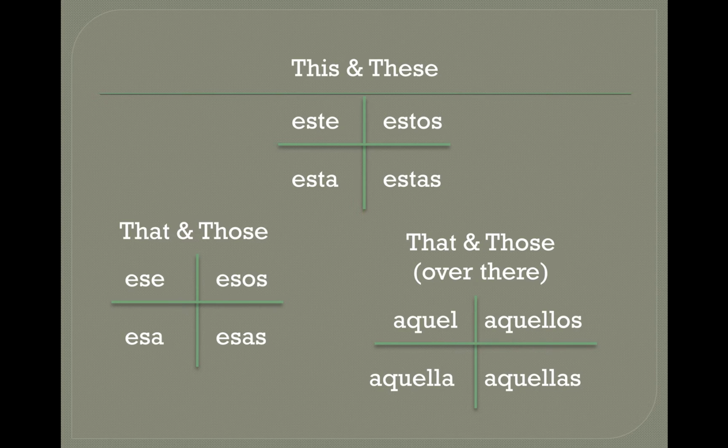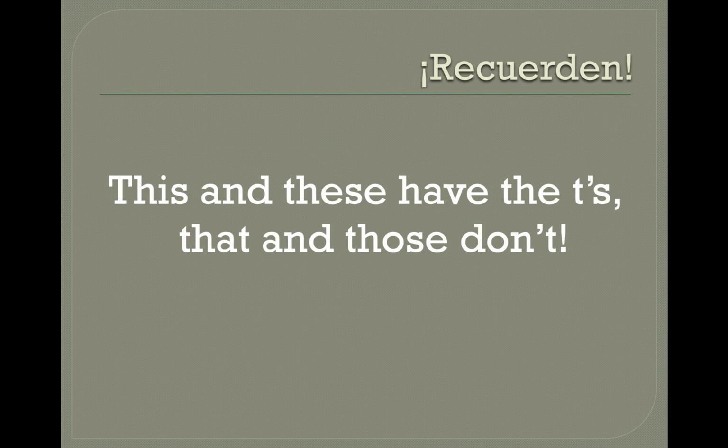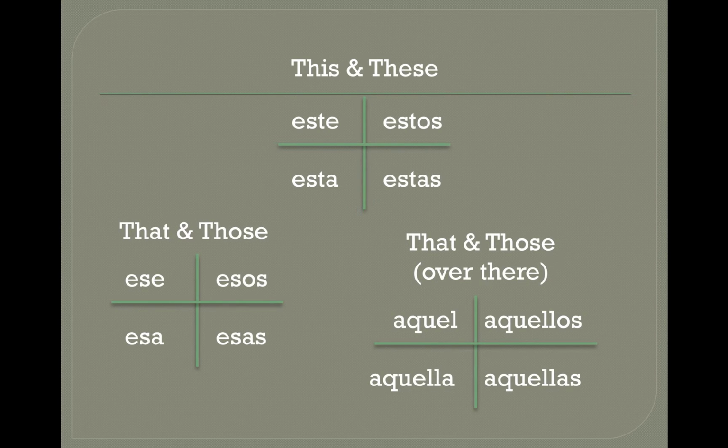That and those, ese, esa, esos, esas, and then if you were referring to something very, very far away, or you want to emphasize that it is far away, you use aquel, aquella, aquellos, and aquellas. The trick to remember it is this and these have the T's, that and those don't. Looking on, you can see this and these, este, esta, estos, estas, all carry the T's, while that and those do not, ese, esa, esos, and esas.